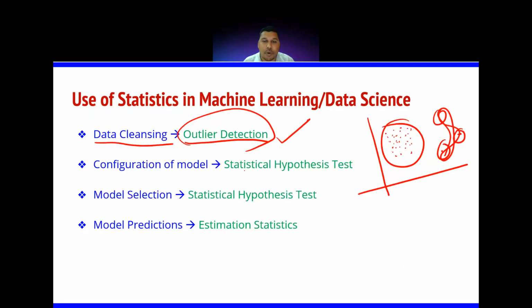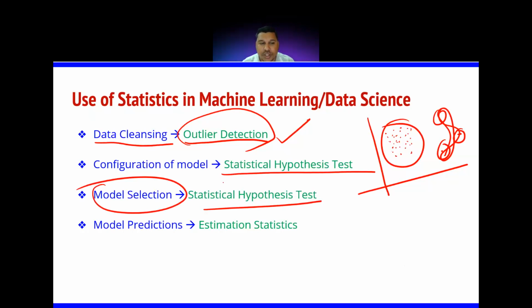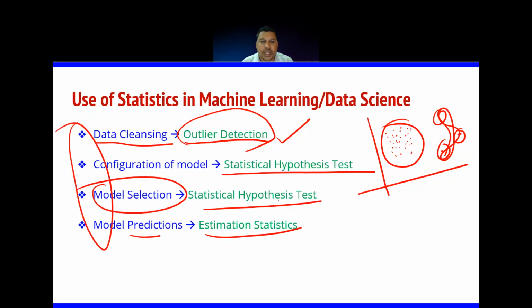Then for configuration of a model, this is what I was talking about. To form a model, you can use a statistical hypothesis test. This is for an ML model. You can still use hypothesis testing for model selection. We're going to discuss all four and see how we do it. And then model prediction, estimation, statistics. So indirectly, we are using statistics in almost every step of data science and a few steps of machine learning.